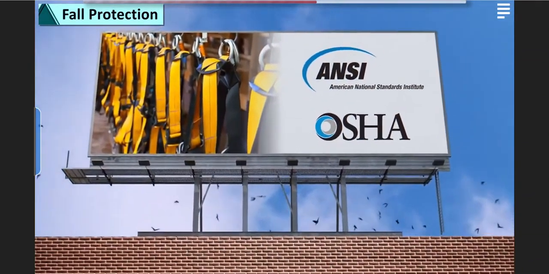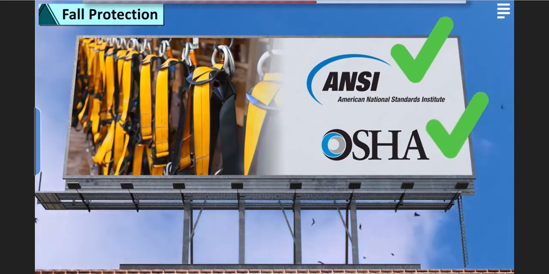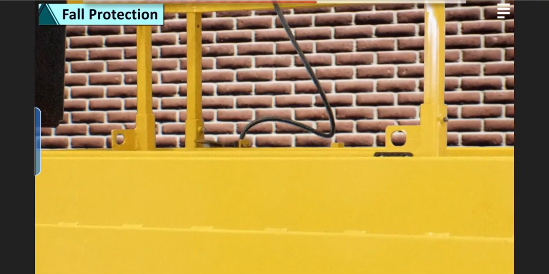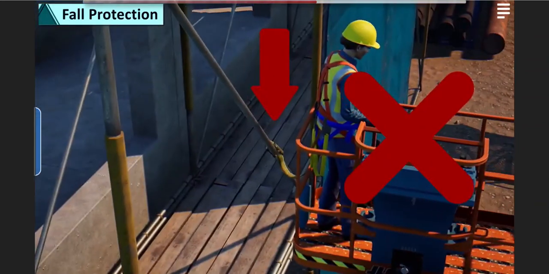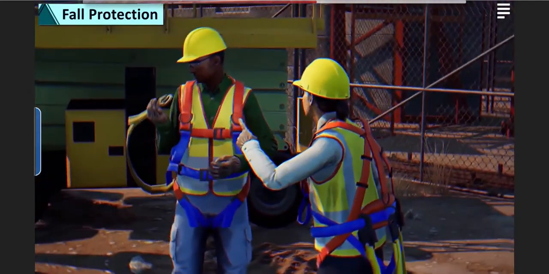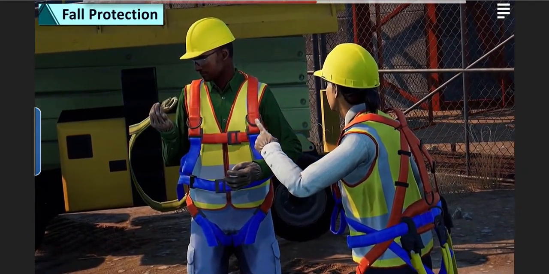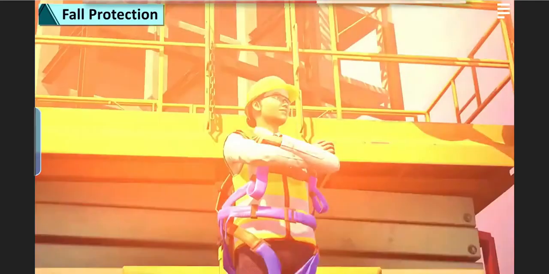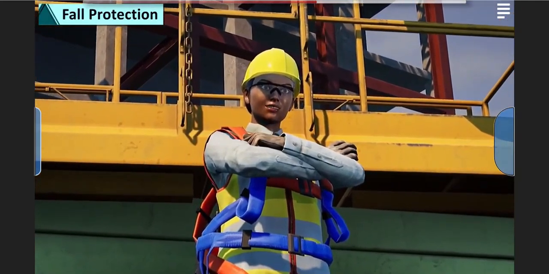Fall protection systems must be ANSI and OSHA compliant and meet manufacturer specifications. They must be attached to the MEWP using attachment points provided by the manufacturer for that express purpose. Never tie off to another structure. If you are required to wear a fall protection system on the job, your employer must train you to use it properly. Ask your supervisor if you need additional training in fall protection.